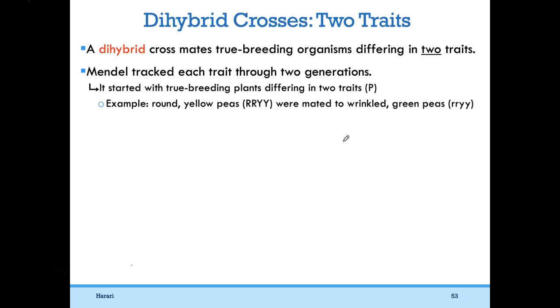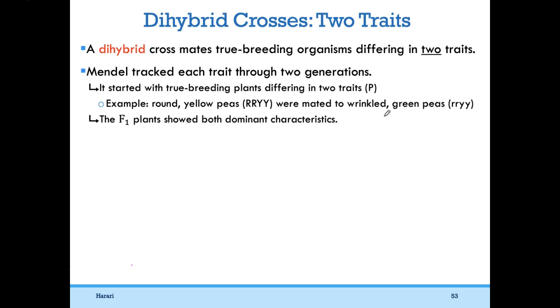So the P parent plants were true breeding plants that differed in two different traits. For example, instead of just yellow peas being mated to green peas, he took yellow peas that were round and mated them to green peas that were wrinkled. So now they're differing in two separate traits, but they still breed true, right? So this round yellow pea plant can only produce more yellow round pea plants. When he mated round yellow peas with wrinkled green peas, he saw that the F1 plants showed both dominant characteristics. In this case, all of them were round and yellow.